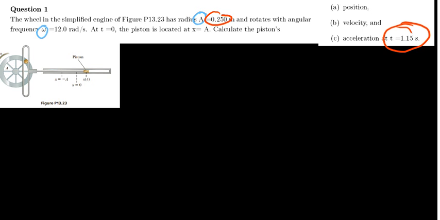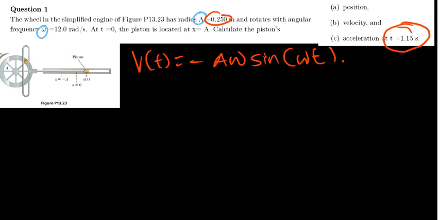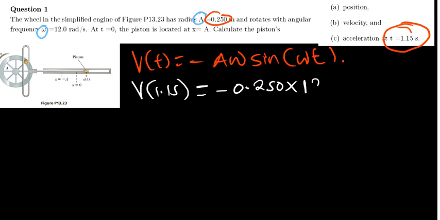All right, thank you, sir. Sure. We have v as a function of time. It is given by negative a omega sine of omega times t. Let's go ahead and plug in the values. v at 1.15 is going to be equal to negative, the amplitude is 0.250, times the angular frequency 12 rad per second, so this has to be sine of 12 times 1.15.